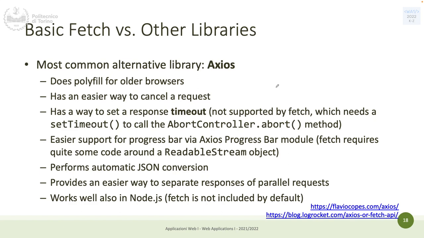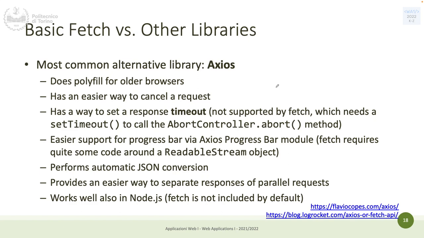And one of the most common alternatives to fetch is the Axios library, which has other functions like the possibility to cancel an HTTP request. So you send an HTTP request, and you can cancel that request before receiving a response. This is not really possible with the fetch, but with this library you can do these things. You can also set explicitly a timeout in the response and handle the timeout, etc.